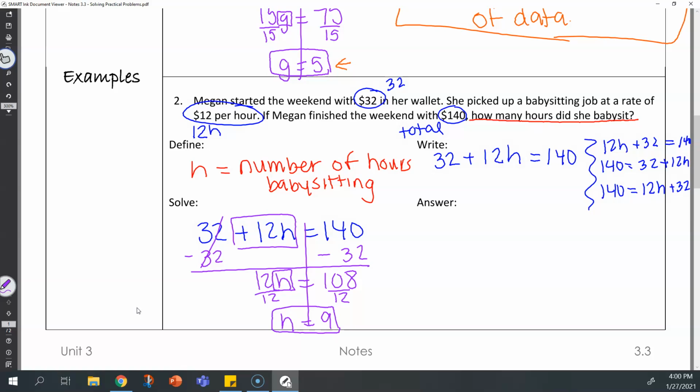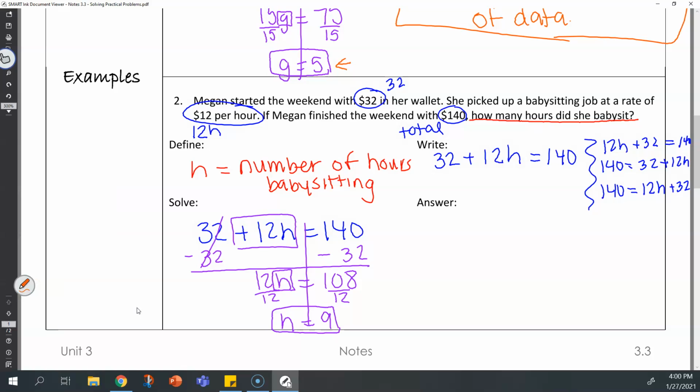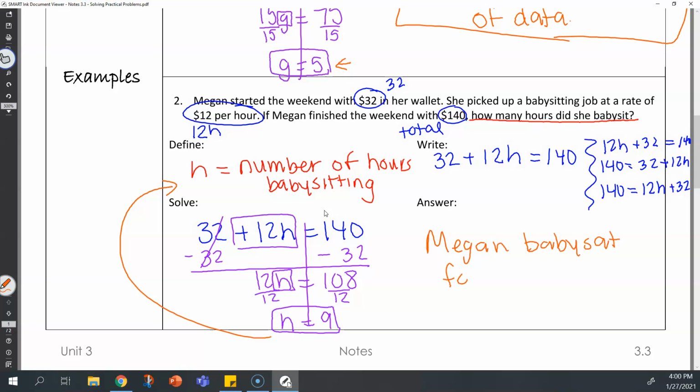Now, 9 is all well and good, but my very last step is to answer the actual question. Okay, 9 could represent anything. 9 sprinkles, 9 days of snow, 9 centimeters. So I need to then go back and clarify what that 9 means. And if you look back at your H equals 9, and I look back here at where I defined my variables, that 9 represents the number of hours of babysitting. So the answer to my question is Megan babysat for 9 hours.